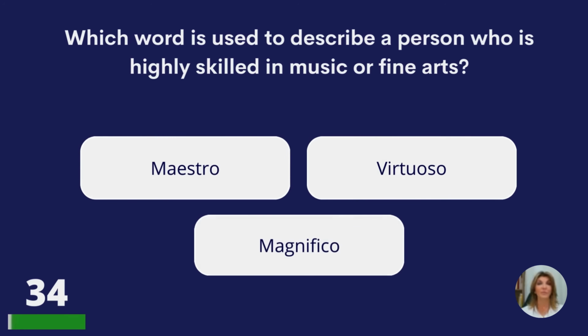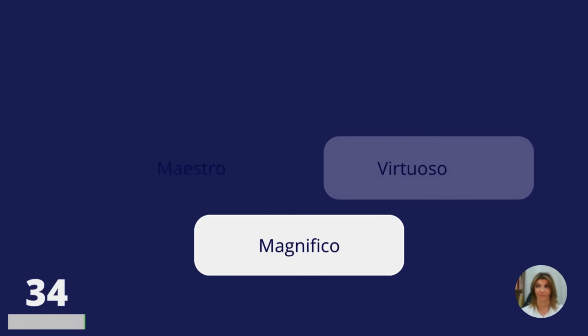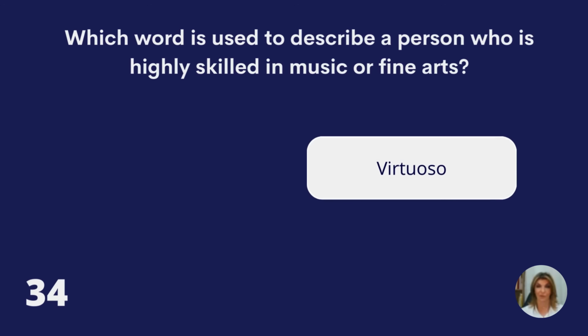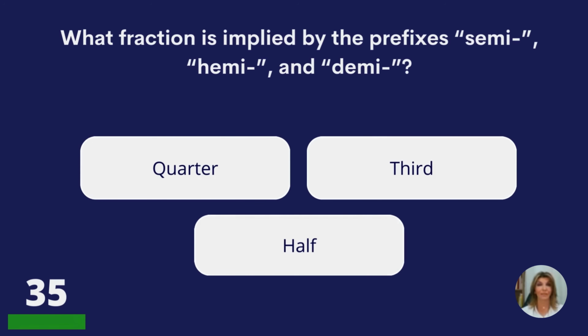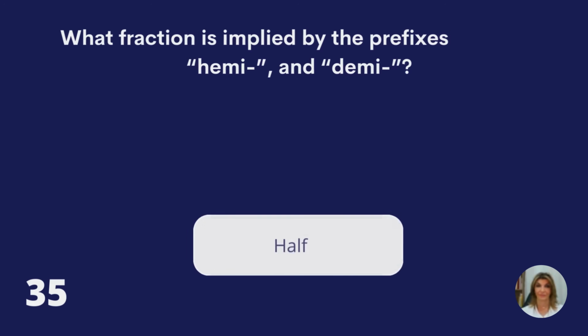Which word is used to describe a person who is highly skilled in music or fine arts? Maestro, virtuoso, or magnifico? Virtuoso. What fraction is implied by the prefixes semi, hemi, and demi? Quarter, third, or a half? A half.